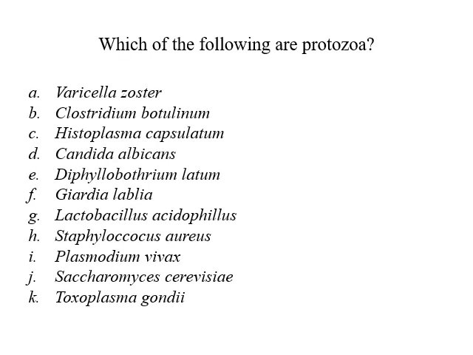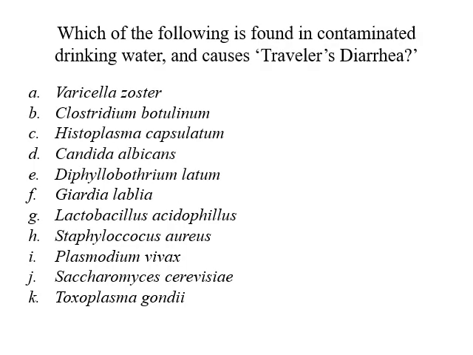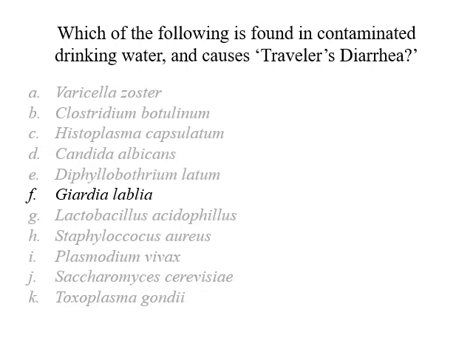Which of the following are protozoa? Okay, take a minute to find the protozoa, and the answer is Giardia lamblia, Plasmodium vivax, and Toxoplasma gondii. Which of the following is found in contaminated drinking water and causes traveler's diarrhea? And the answer is Giardia lamblia.